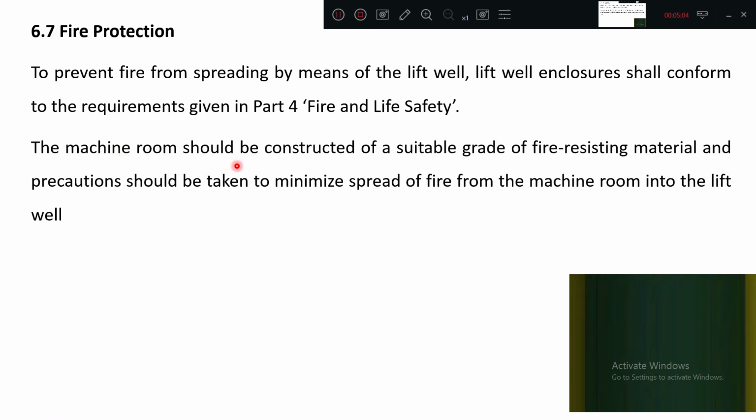The machine room should be constructed of a suitable grade of fire resisting material. Very important. What will happen during a fire breakout? Heat will be there. If all the machine room equipment catches fire, the total building will get damaged. To avoid that, the machine room is made of fire resisting material. Precautions should be taken to minimize the spread of fire from the machine room into the lift well. So those precautions have also been taken.